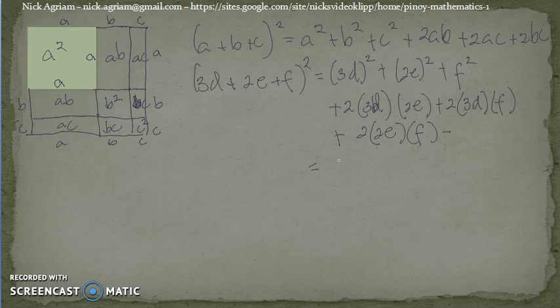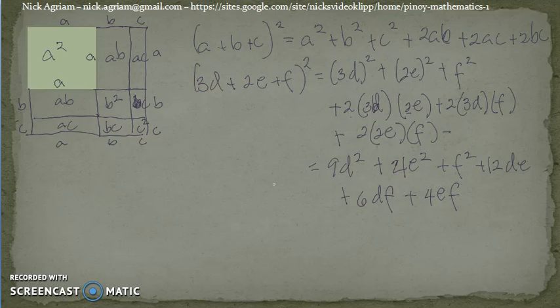We have 9d squared plus 4e squared plus f squared. Then we have plus 12de plus 6df plus 4ef.